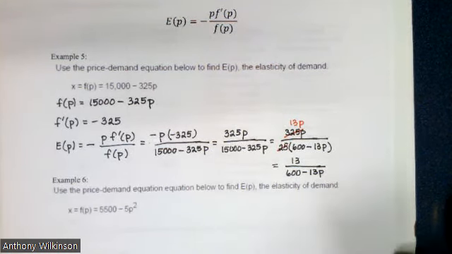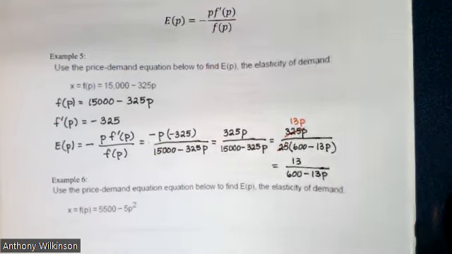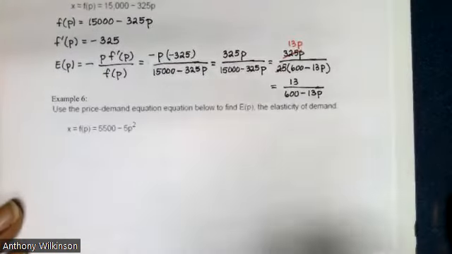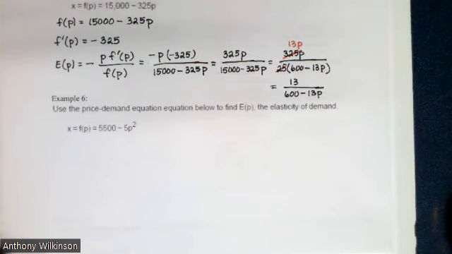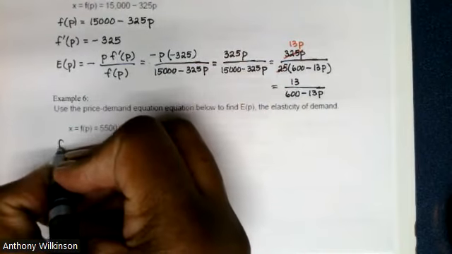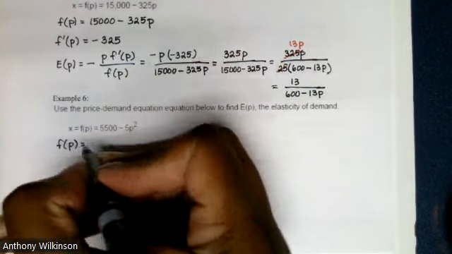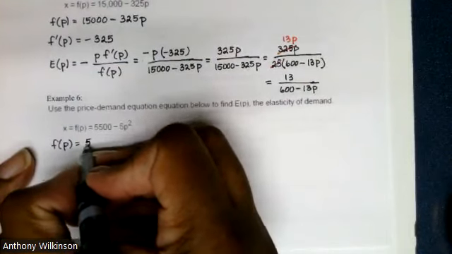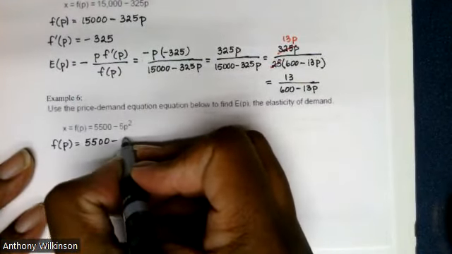All right, here's another example of just that. So sometimes, you're going to have to reduce or find common factors here. Like in this one, we got x equal f of p is equal to 5,500 minus 5p squared. And here we're going to use that price demand equation below to find E of P. So F of P, in this case, is 5,500 minus 5p squared.